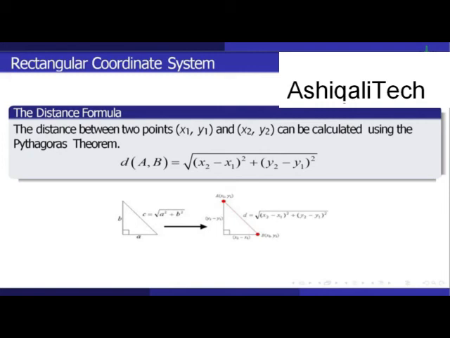Or if we see it in the form of coordinate axes, then on the horizontal line we have x2 minus x1 as the base, and y2 minus y1 as the height. Then the hypotenuse is represented by d and it will be equal to the square root of (x2 minus x1) whole squared plus (y2 minus y1) whole squared.